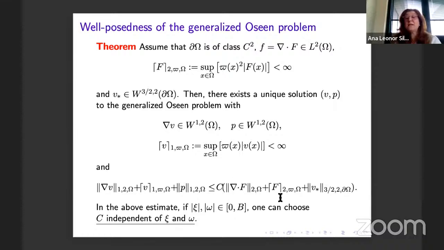And we have these estimates that are going to be very useful for us because we will need to solve the Navier-Stokes equations by a fixed point argument, and we will need these estimates, okay? So in order to obtain these estimates and to have this constant independent of chi and omega, it's also useful to assume that they are bounded.